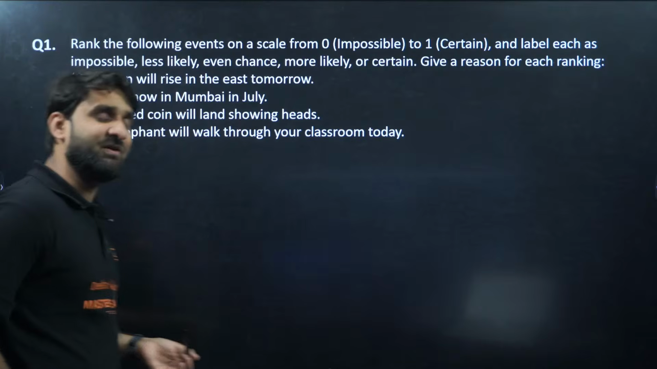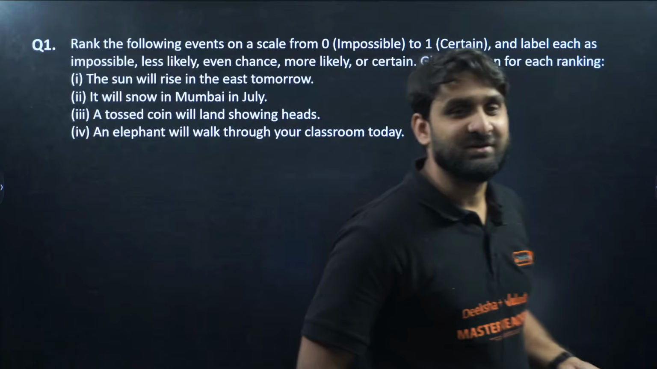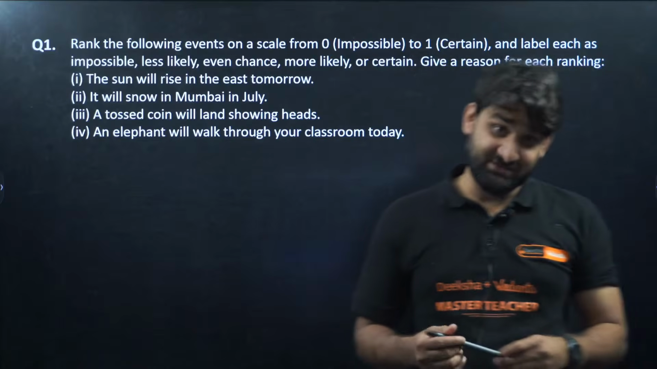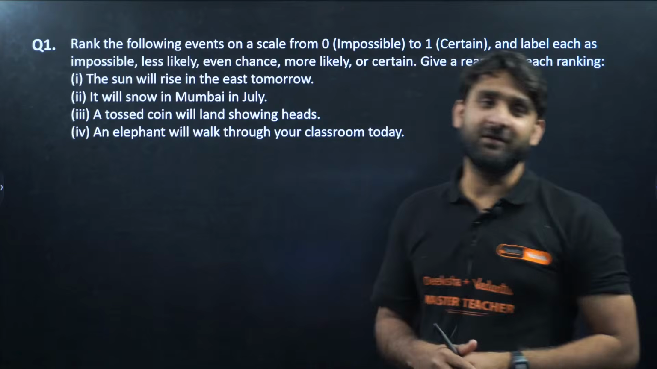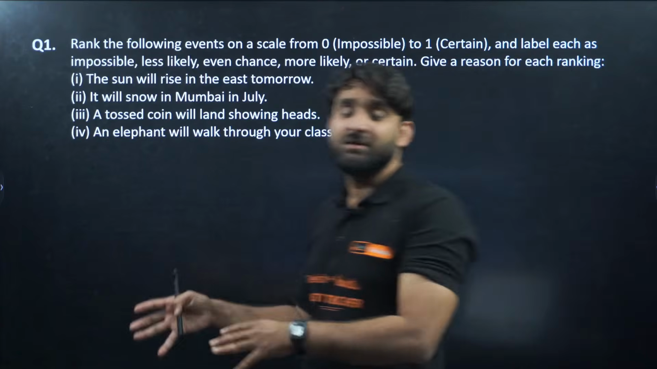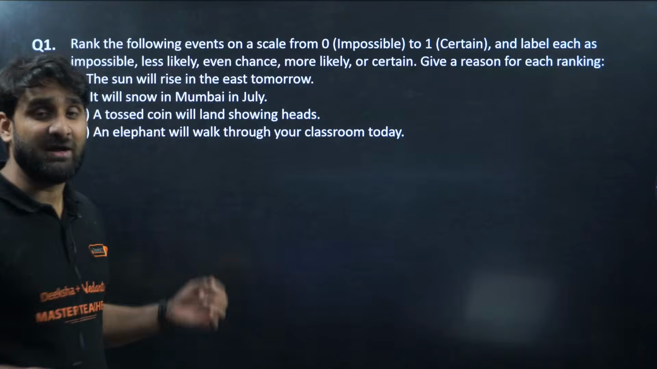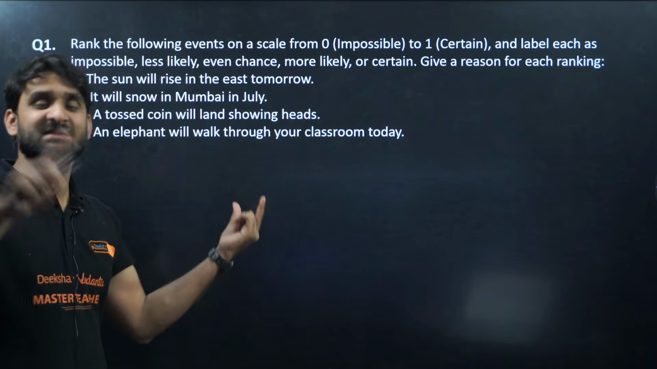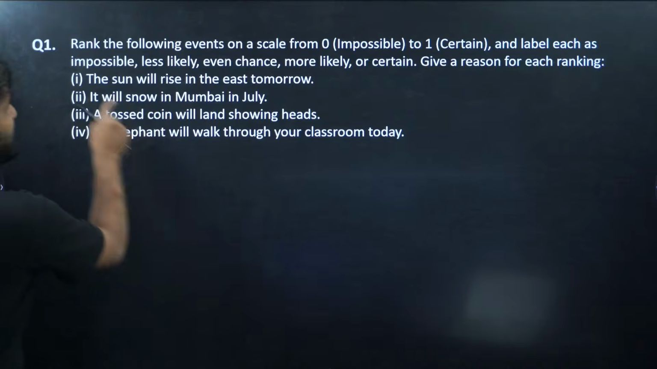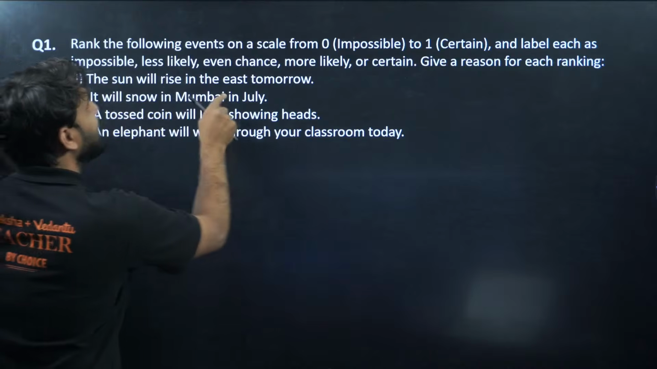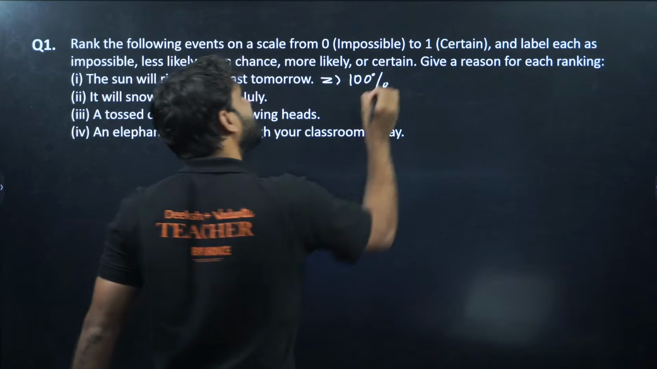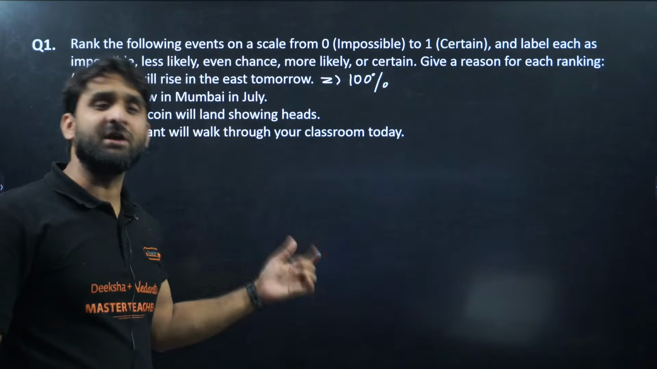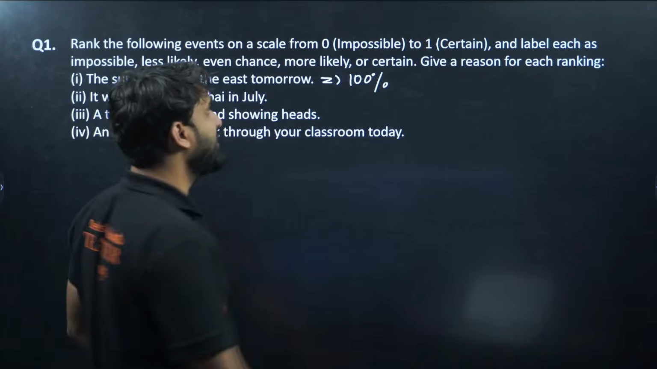My dear champion, if I ask you in which direction the sun rises every day, the answer is east. And in which direction the sun sets every day, the sun always sets in the west. Sunrise happens in the east and sunset in the west, right? So the first information is that the sun will rise in the east tomorrow. Everyone knows this. This is 100% correct.